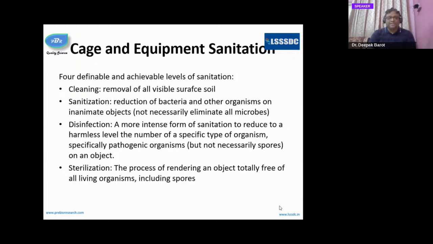You should clean. Since they are defecating and urinating in the same cage, there is a lot of soiled, smelling bedding material which needs to be removed. And then you have to make sure that the cages, the flooring, the walls, everything is sanitized completely and disinfected regularly. If possible, in an ideal animal house, daily morning and evening disinfection should be carried out.